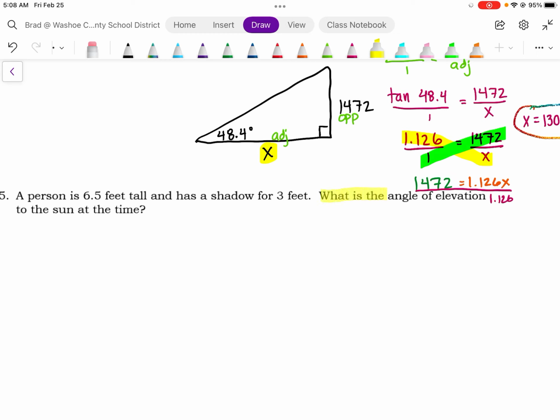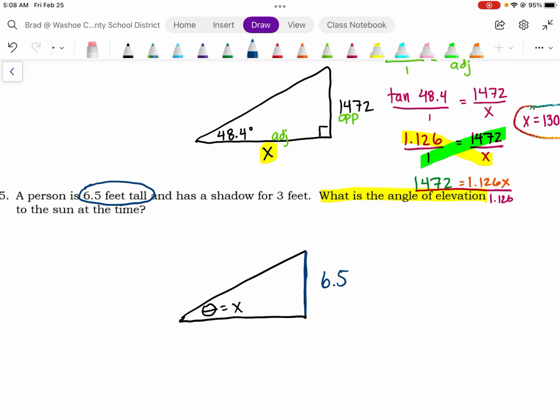So this one's a little bit different because it's asking for what is the angle of elevation. So if I draw my triangle, I know that I'm actually finding this theta, which is now my x. Good to know. So this is where we have to use a little common sense here. So 6.5 is our tall. So I'm going to go with tall as this side right here. So we're going to do 6.5 right there.